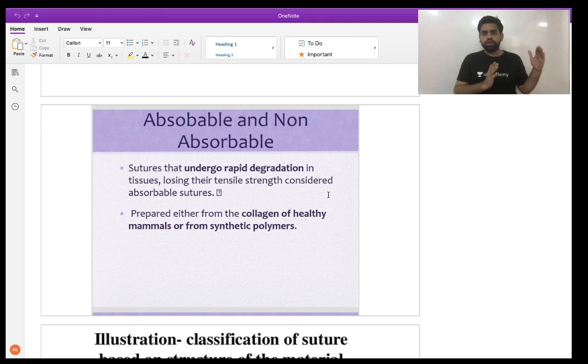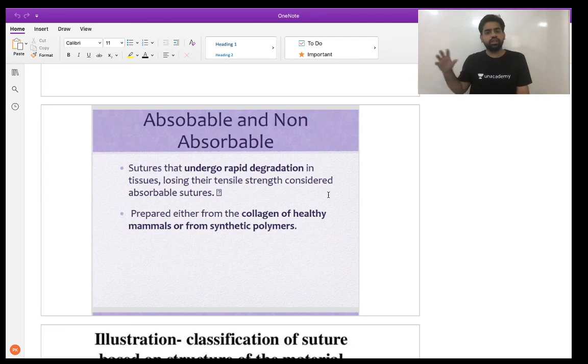Now let us focus our attention on the naturally occurring absorbable suture. What I want to convey is how it is degraded. Please understand this. If you have a naturally occurring absorbable suture, how does it degenerate? It degenerates with the help of phagocytosis and enzymatic degeneration. So if there is a naturally occurring absorbable suture, the method by which it is degenerated is enzymatic degeneration or phagocytosis.